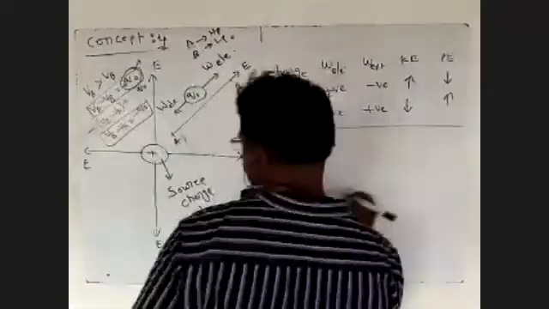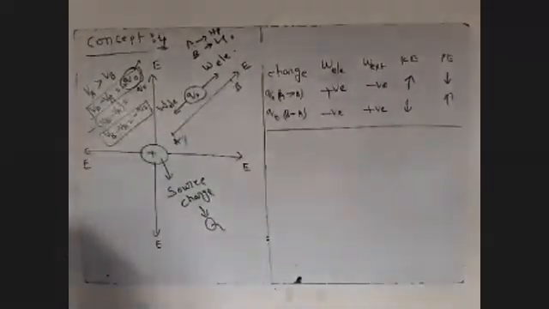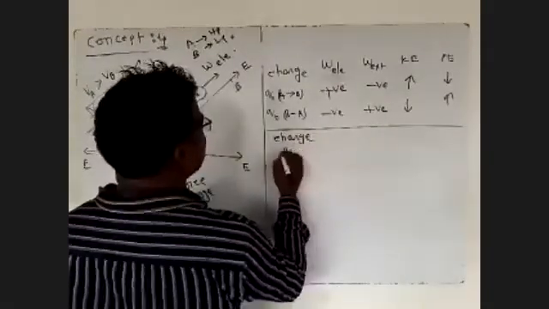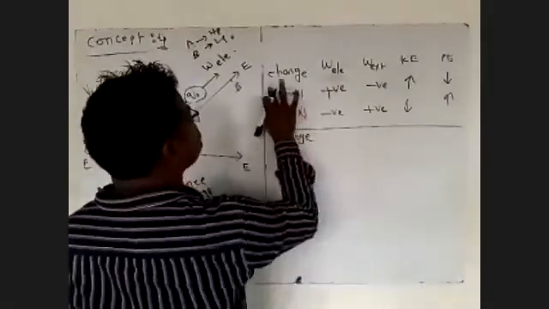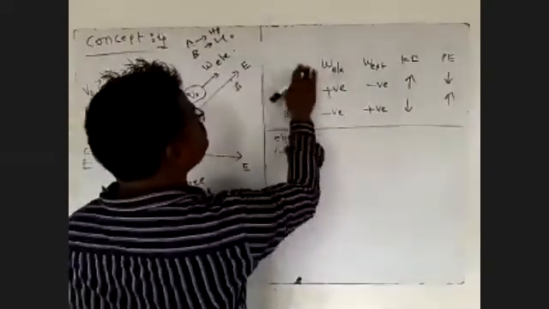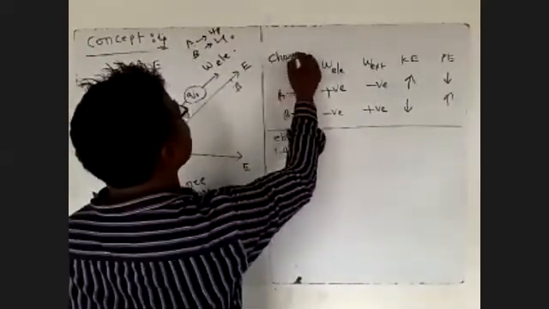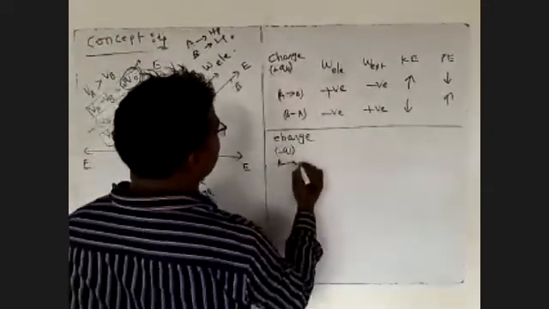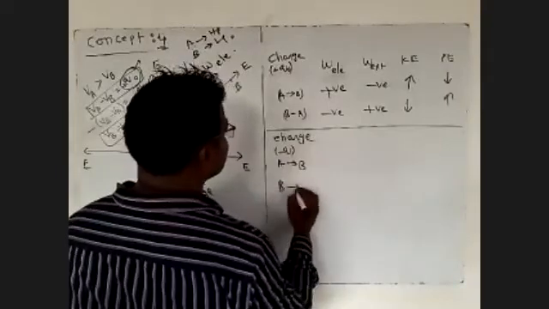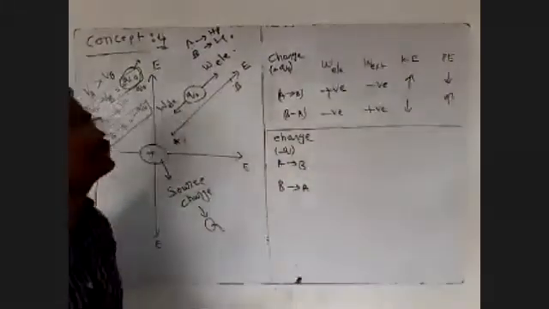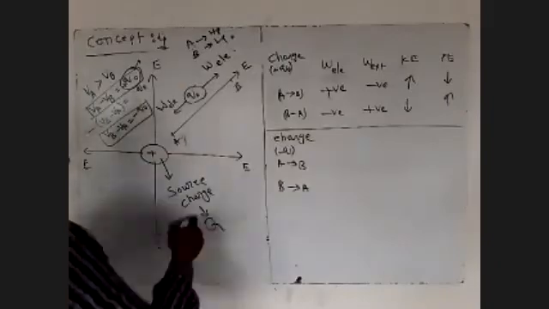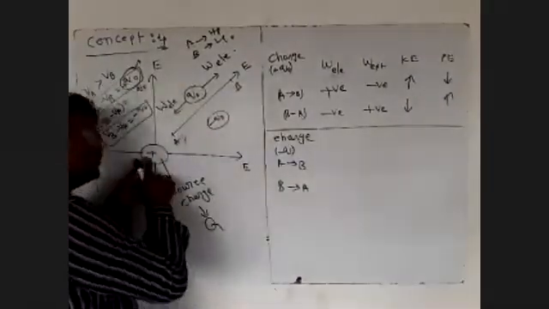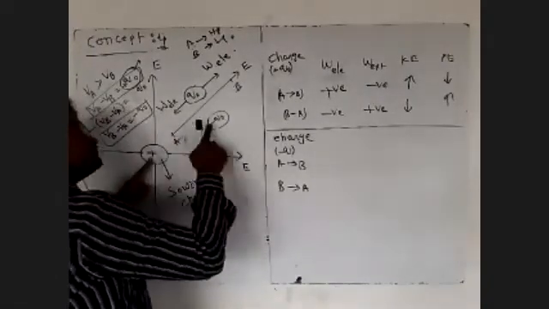Next one is negative charges. Consider a negative test charge, while the source is a positive charge. But I'm taking a negative charge. It moves from A to B, next from B to A. How can you write it? It is minus Q. I'm taking minus Q naught as the test charge. This is a positive charge and this is a negative charge. The positive charge will attract in this direction.